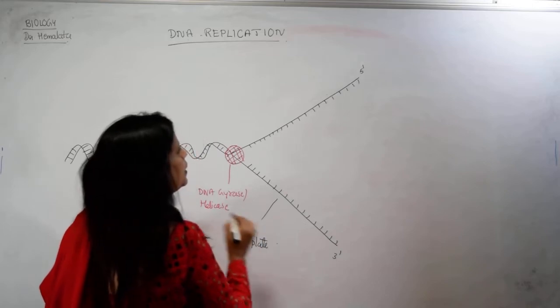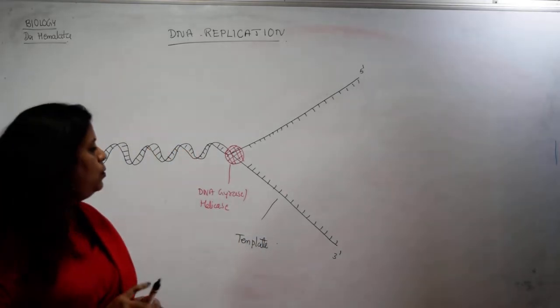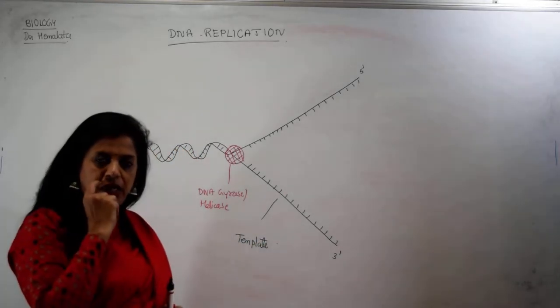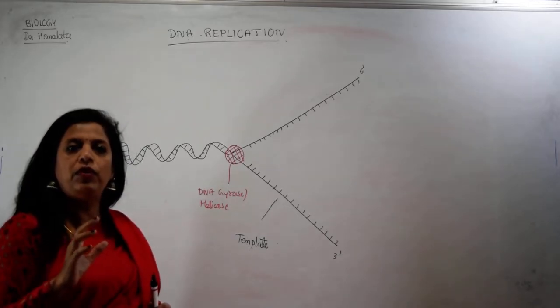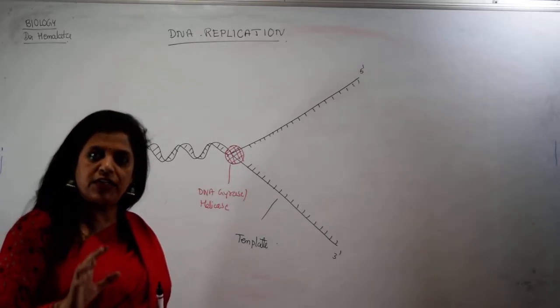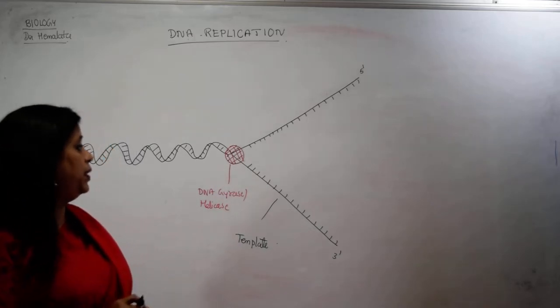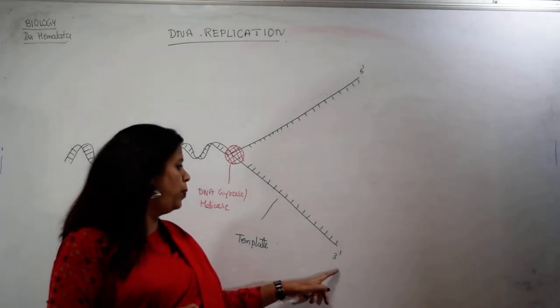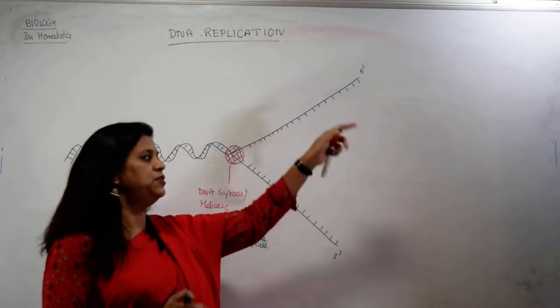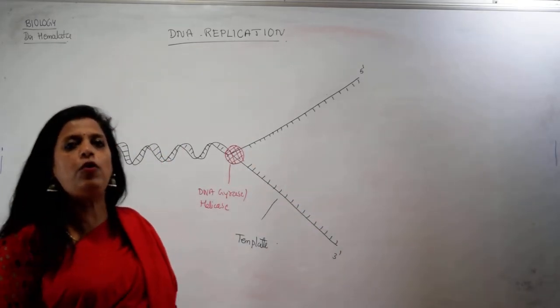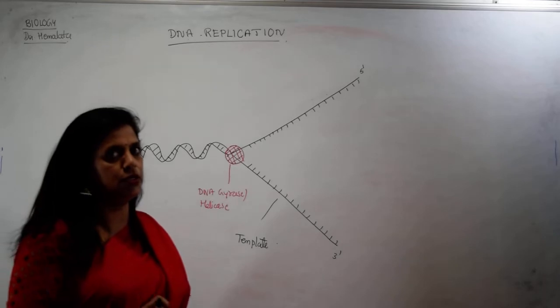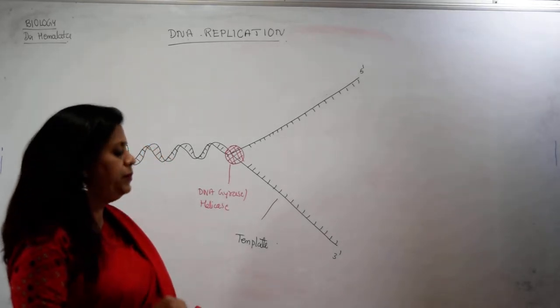Okay. Now, on one of the strands, replication will be happening at a faster pace compared to the other one. The reason is very simple: in one strand the opened-up end is the 3 prime end, and in the other it is the 5 prime end. Definitely there will not be the same method of replication on both the strands, right?